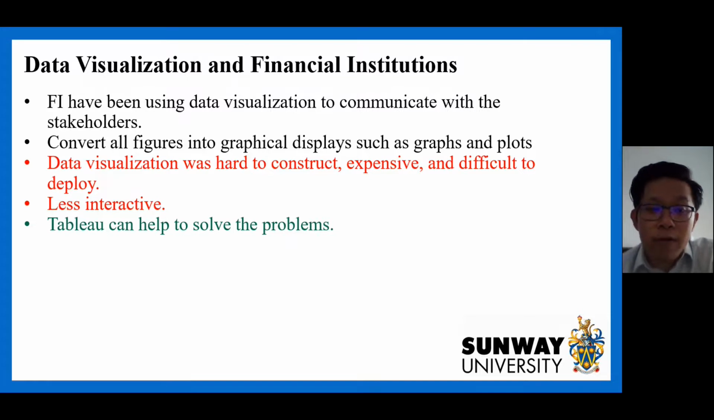However, the traditional way of data visualization was hard to construct, expensive, and difficult to deploy, and also most importantly, less interactive. With all these problems, thanks to the help of technology, now all these problems can be solved by using Tableau. So in this assessment tree, the dashboard was built in a Tableau format, which not only helps the audience to understand the information more easily, but also helps the builder, the developer, or the company to build a dashboard in a more time and resource efficient way.